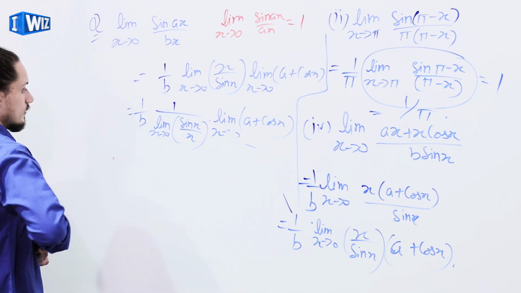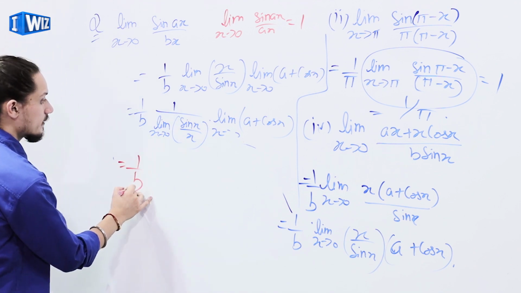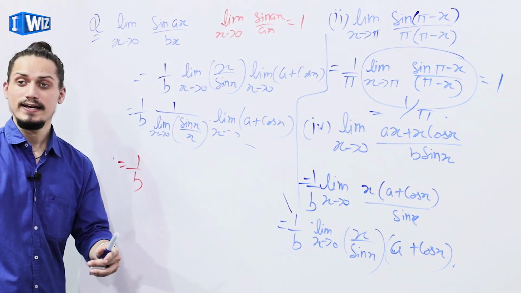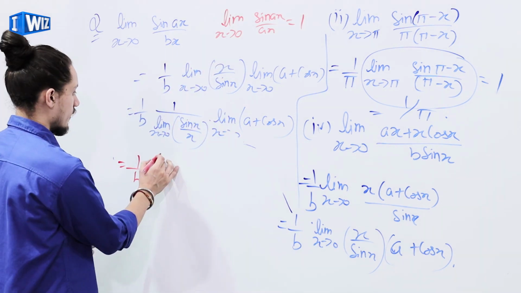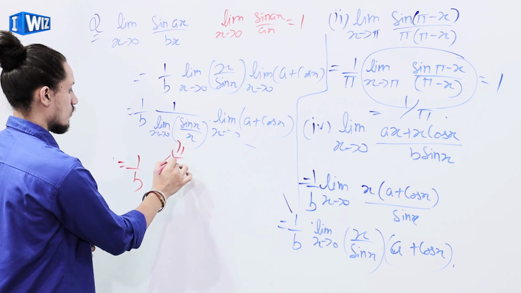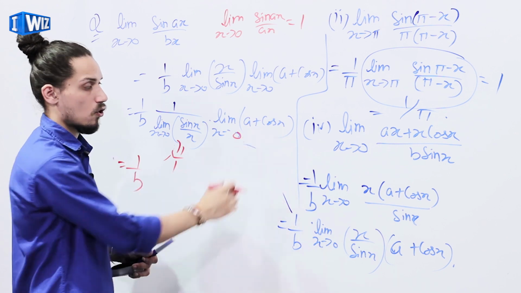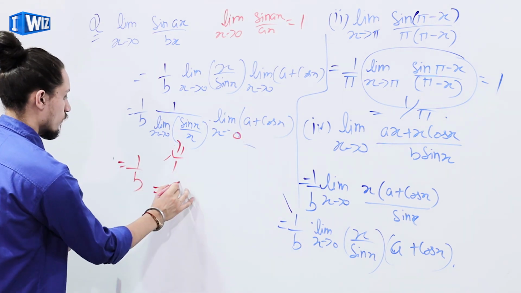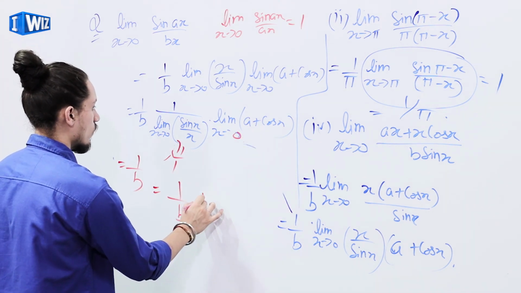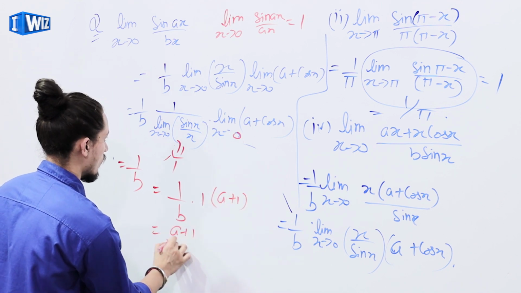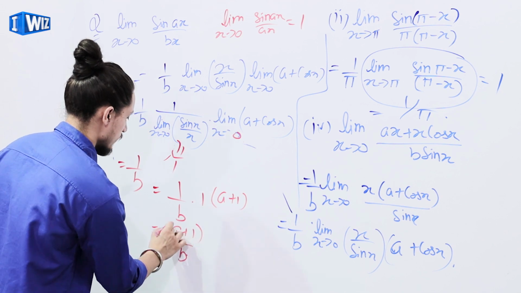Now we have 1 upon b. ये कौन सी form में है? limit x approaches 0 sin ax upon ax is equal to 1 की form में. So I can write it as this is equal to 1. और यहाँ पे अगर मैं limit put कर रहा हूँ तो a + cos 0 क्या होता है? 1. So I get 1 upon b into 1 (a + 1), which is equal to (a + 1) upon b, and has the result.